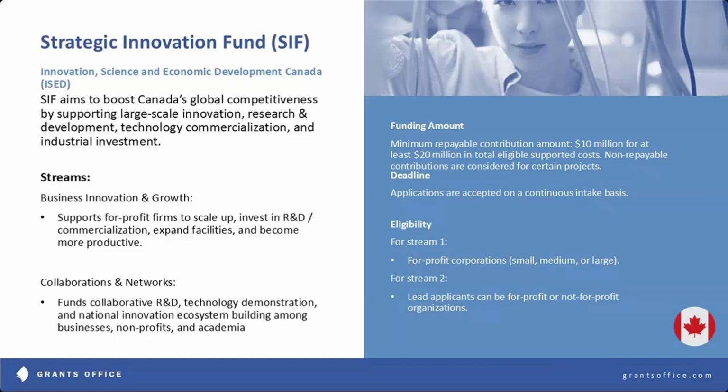So SIF has a couple of streams worth highlighting. The first one being business, innovation, and growth. This stream is exclusively for the private sector. It helps companies scale up, invest in research and development, as well as commercialize new tech. But then the second stream is quite interesting. This is the collaboration and network stream. It's all about partnerships. It funds collaborative research and development, technology demonstrations, and basically any other initiatives that strengthen Canada's innovation ecosystem. The key here is bringing together all of these different players, so the businesses, nonprofits, academic institutions, and also different levels of government, so that everybody can share their expertise, resources, and benefits that support projects of national significance.